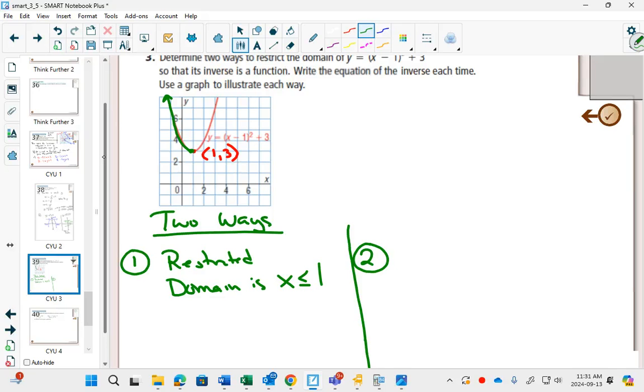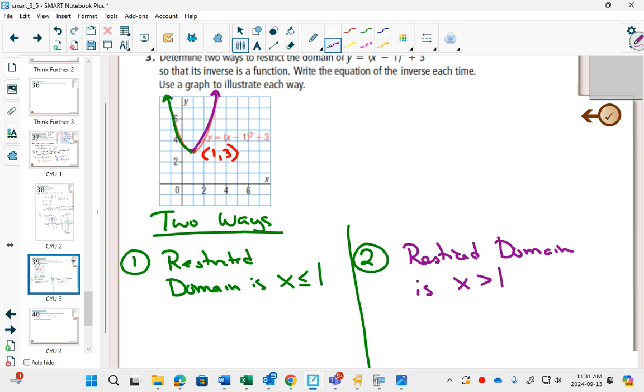So the question is saying, determine two ways to restrict the domain. We found one of them. For method number 2, which I'll do in purple, we would take this half when x is bigger than or equal to 1. There we go. So you could either take the left half or you could take the right half.